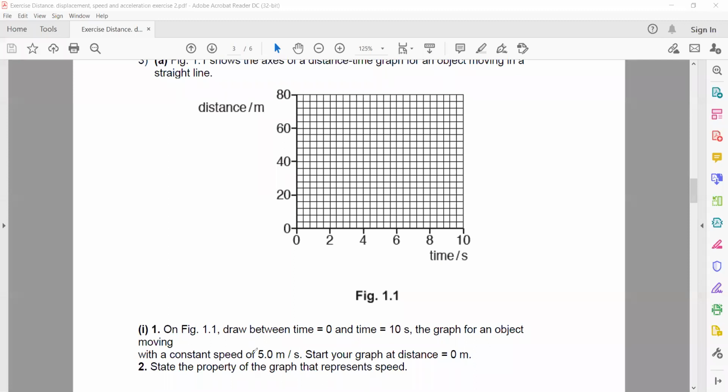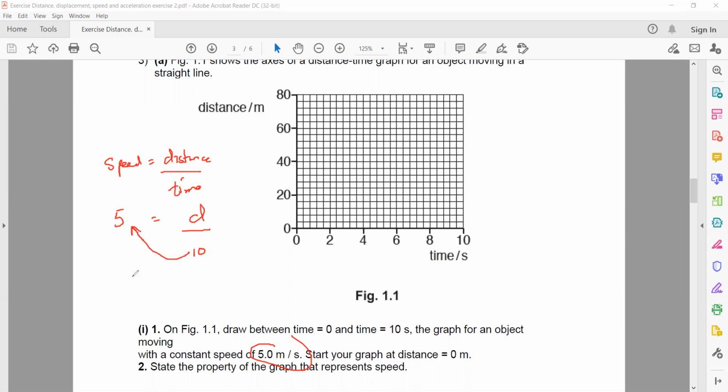As they mentioned, it is moving at a constant speed. So if it is moving at a constant speed, there should be a straight line for a distance time graph. But what should be the distance it travels? We have the formula, speed is equal to distance divided by time. To know what distance it covers in 10 seconds, speed is 5, which is constant. Distance we don't know. And in 10 seconds, the time interval is 10.